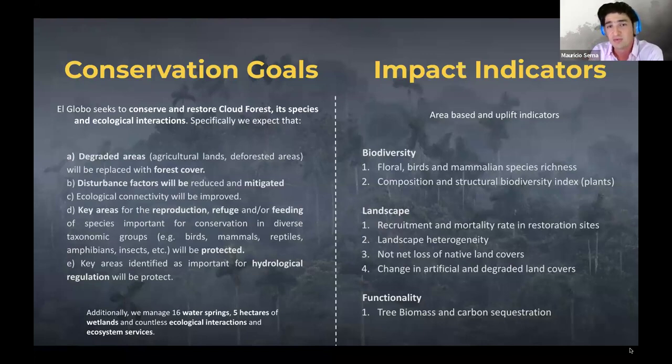In terms of landscape, we'll measure recruitment and mortality rate in restoration sites, and we will also measure landscape heterogeneity, no net loss of native land covers, and also change in artificial and degraded land covers. And because there are a lot of questions about carbon, we measure tree biomass and carbon sequestration as a co-benefit of biodiversity. So these are all the impact indicators that we measure. And now I'm going to take you on a little trip into El Globo's huge biodiversity.